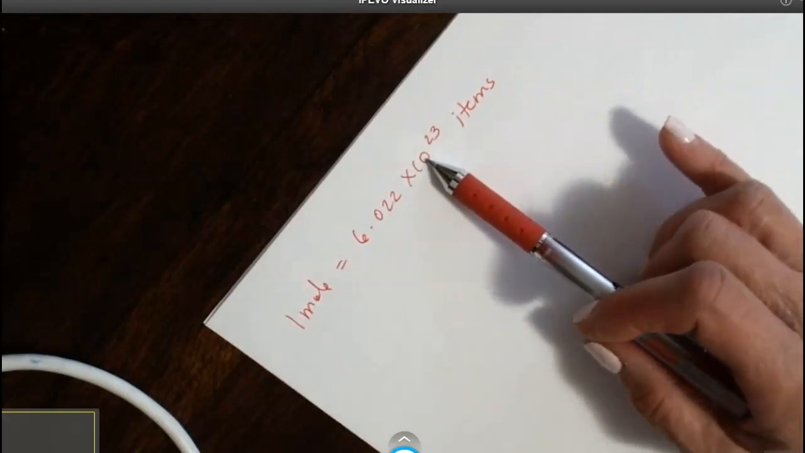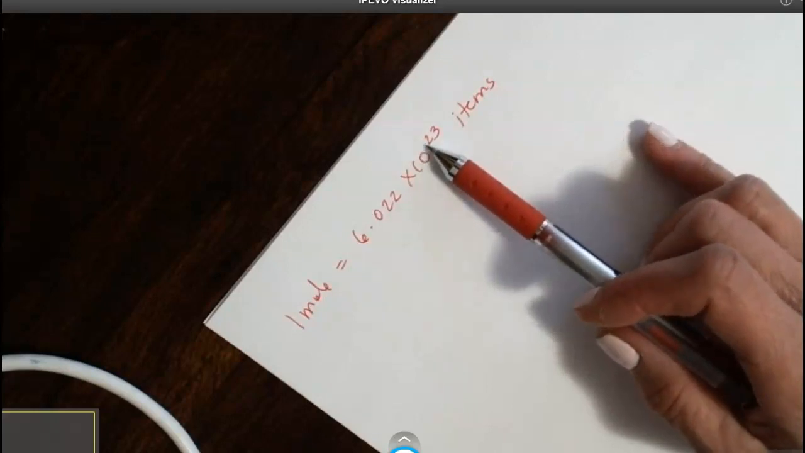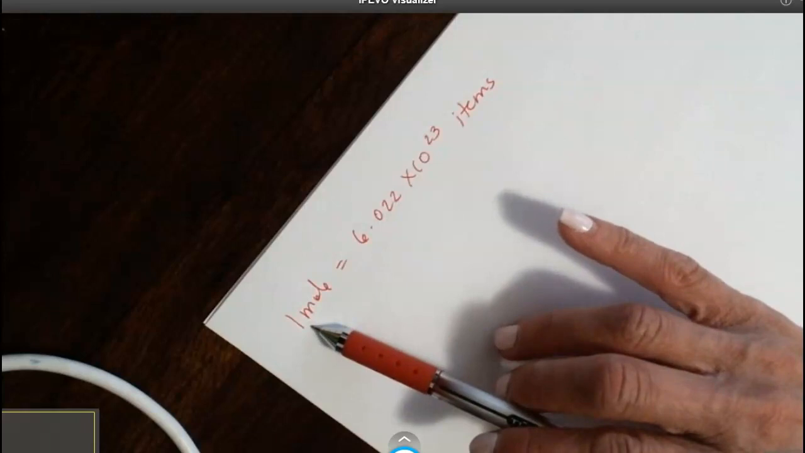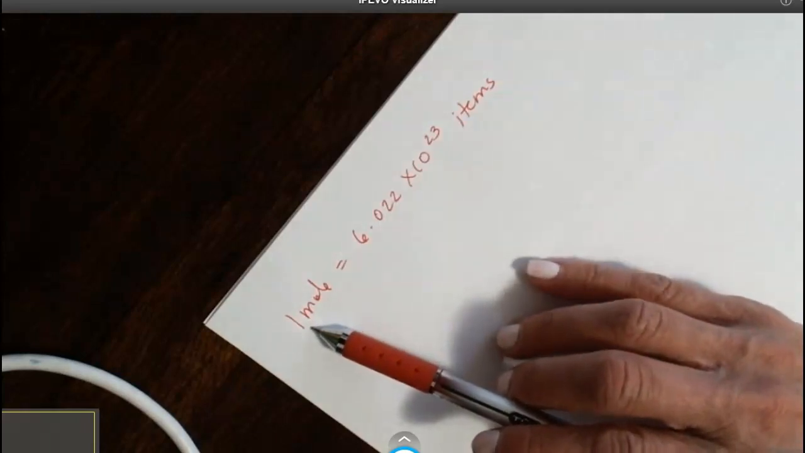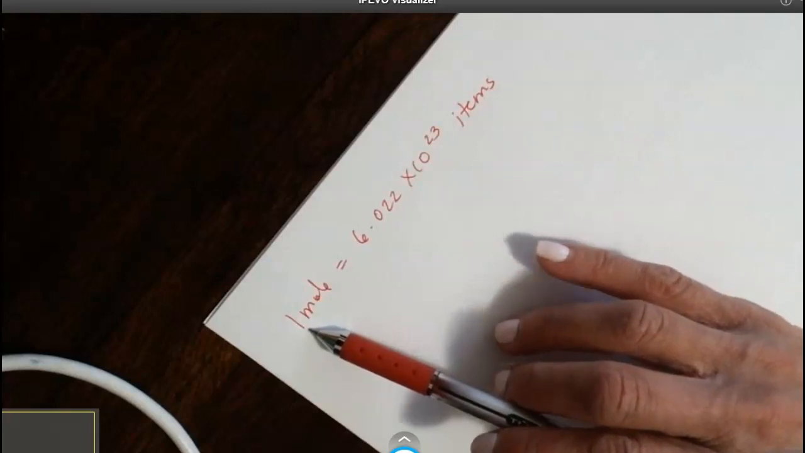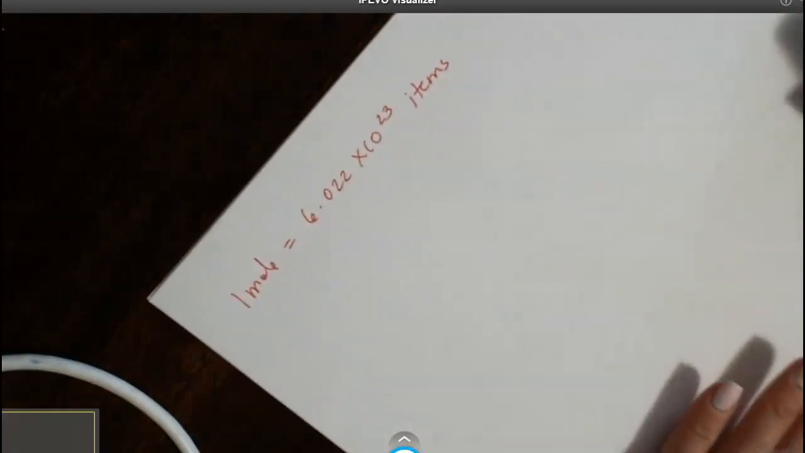However, if you are a chemist or even a chemistry teacher, all of our balances are not calibrated in moles. They are calibrated in grams. So if we can make a connection between moles and mass, then it is easier to mix up solutions as a chemistry teacher or as a chemist. So there is something called molar mass.